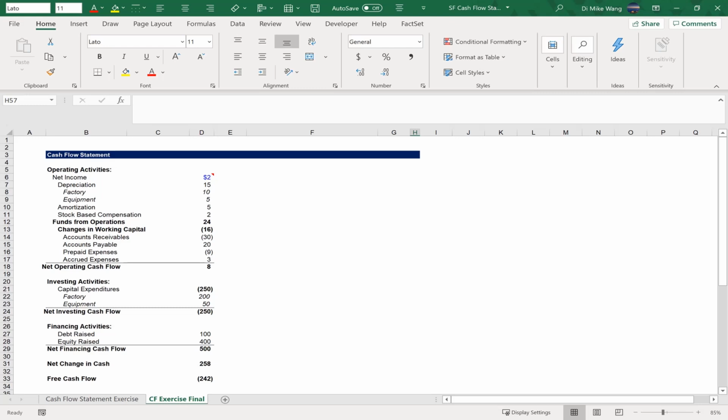So congrats, we finished our cash flow statement exercise, and in the next lesson, we will work on linking all three statements together and having a complete set of financial statements.